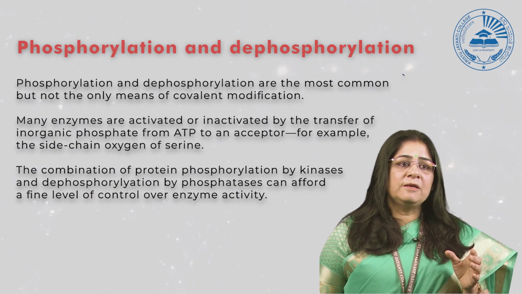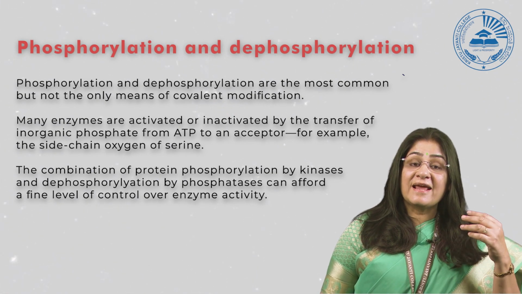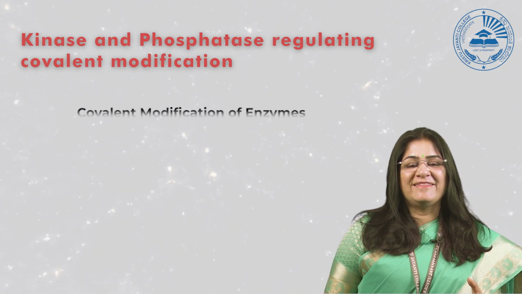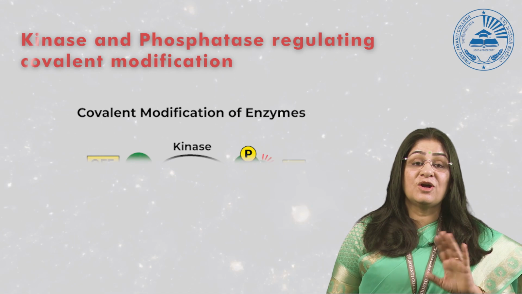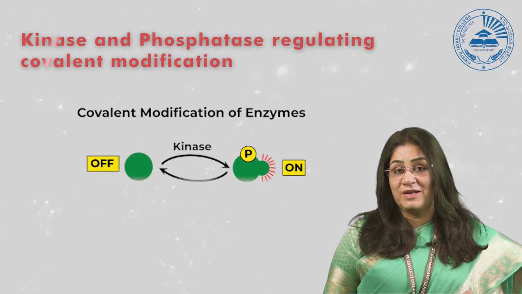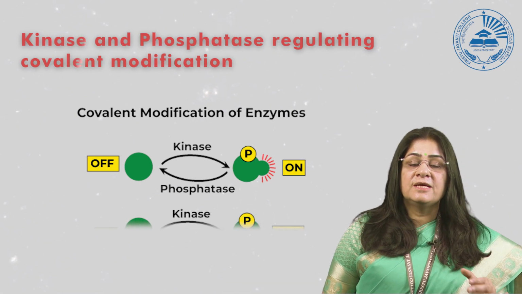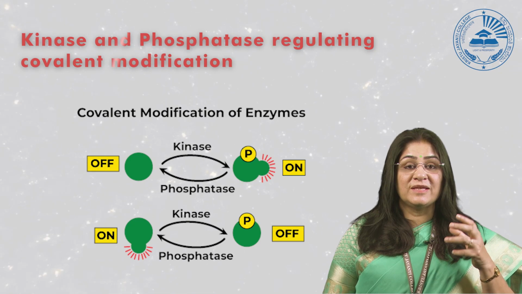The covalent modification of enzymes is another very tricky thing. There are enzymes which get switched on by phosphorylation, and there are enzymes which get switched off on phosphorylation. So it's not the same theory for everybody. Some enzymes get switched on by phosphorylation, some enzymes get switched off on phosphorylation. This is where the beauty lies.